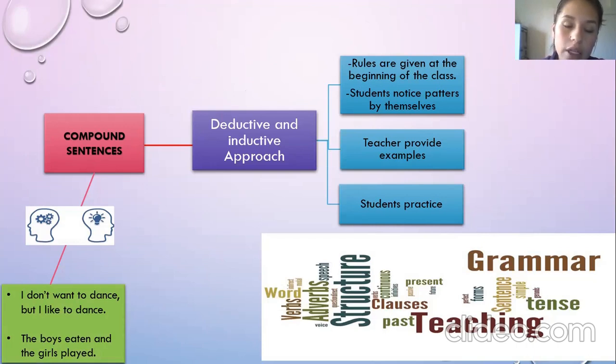Now, in this case, to teach compound sentences, me as a teacher will make students notice the grammatical rule in a passage first. Then I'll give them the grammatical rules. Then I will provide some examples, and finally they will have to practice by themselves.